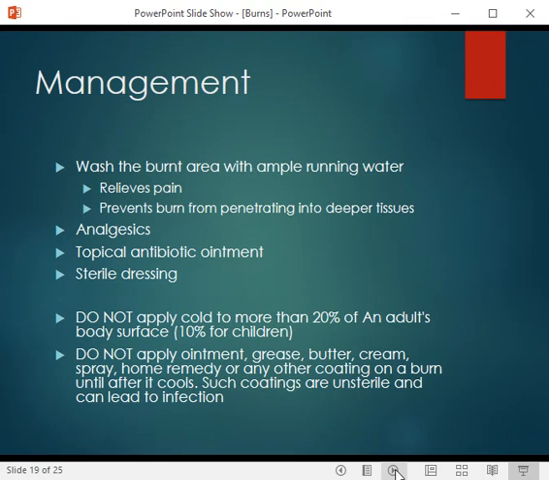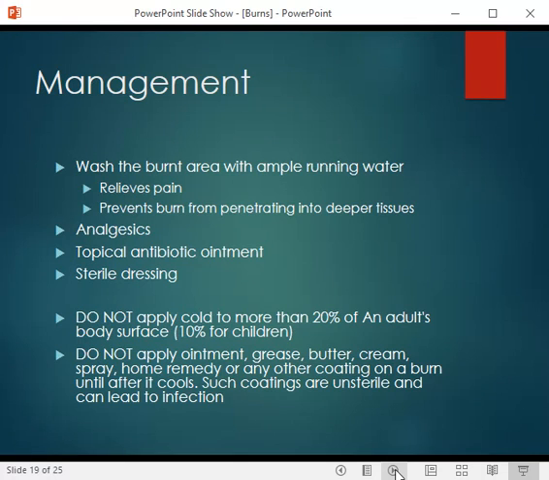So the patient has now reached an emergency and you've done the ATLS. Now you're dealing with the burn specifically. So what do you do? First thing, you wash the burnt area. This will relieve the pain, this will prevent the burn becoming deeper, and it will wash out all the debris and the dead tissue as well. Secondly, you give analgesics and antibiotics. These may be in the form of injectable medicines or topical treatments. And then you dress the wound.